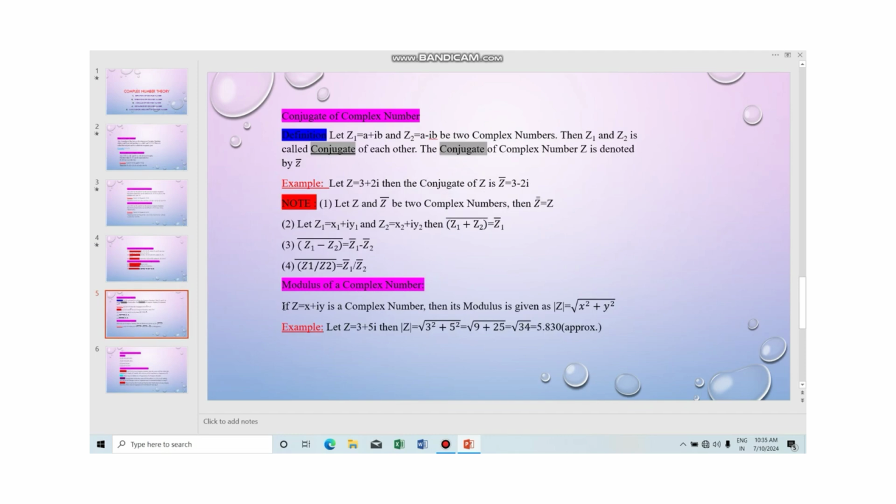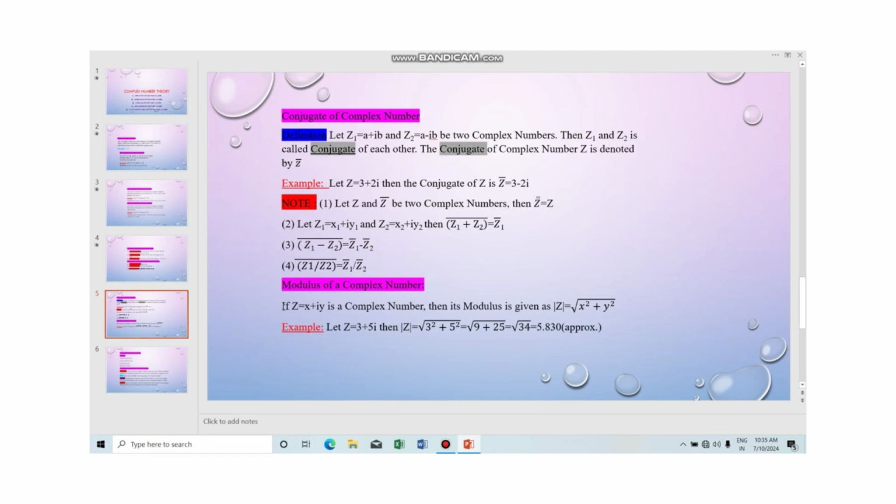Now, conjugate of complex numbers. If z1 equals a plus ib and z2 equals a minus ib are two complex numbers, then z1 and z2 are called conjugates of each other. The conjugate of a complex number z is denoted by z bar. Here is an example. z equals 3 plus 2i. Therefore, its conjugate z bar will be 3 minus 2i.